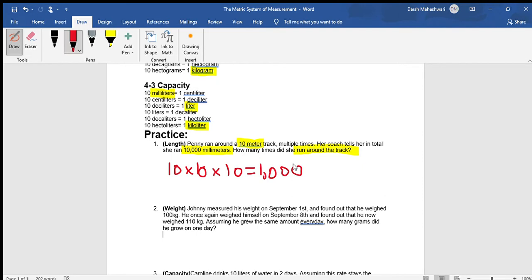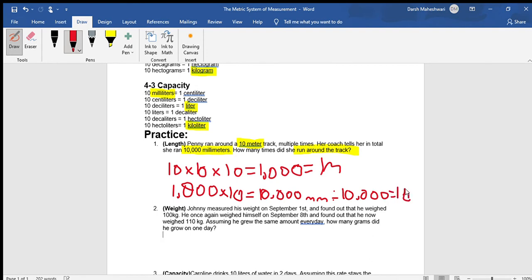But remember, the track is 10 meters, right? Pretty large track. So we have to multiply. This is only equal to 1 meter, so we want to find 10 meters. So 1,000 times 10, and we would get 10,000 millimeters. So the whole track is 10,000 millimeters. And the coach says she ran 10,000 millimeters. So as you can see, 10,000 millimeters equals 10,000 millimeters. If you were to divide these, you should know that when you divide the same thing, you'll get 1. So she only ran around the track 1 time.